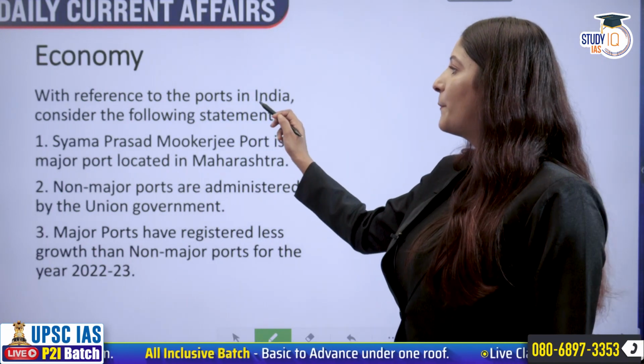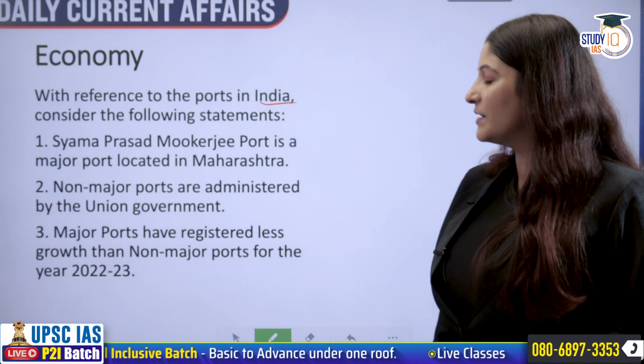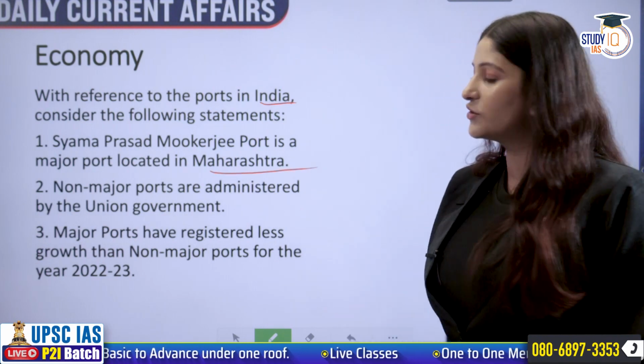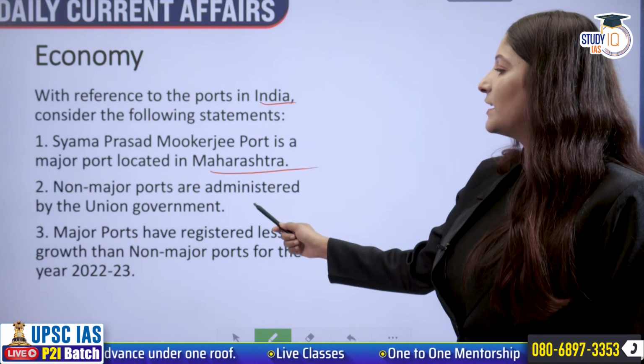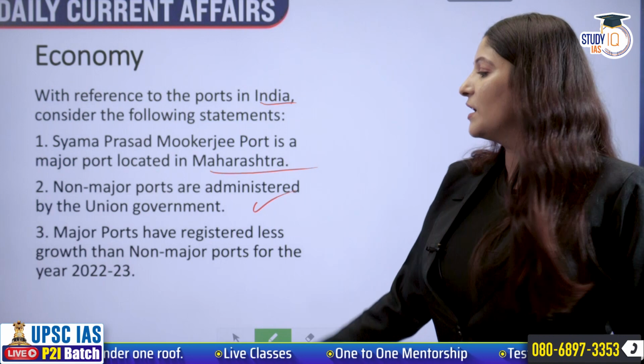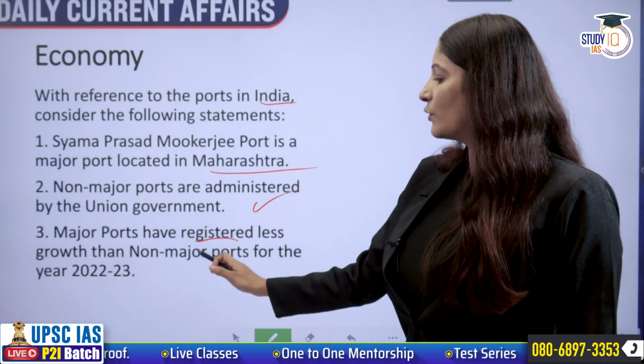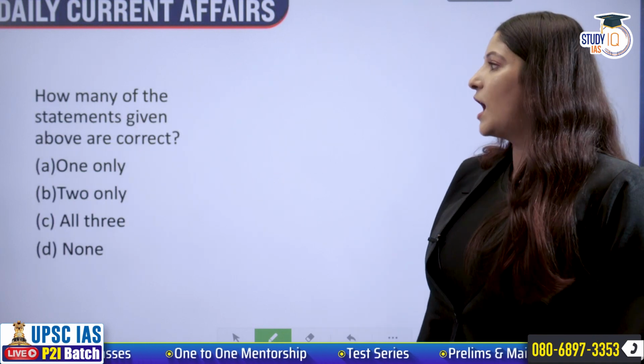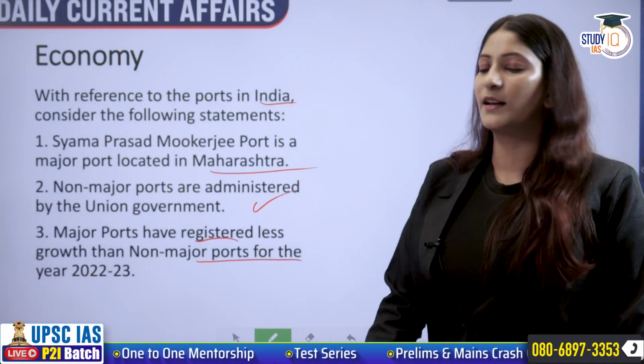With reference to the ports in India, consider the following statements. Shama Prasad Mukherjee Port is a major port located in Maharashtra. Non-major ports are administered by the union government. Major ports have registered less growth than non-major ports for the year 2022-23. How many of the statements given above is or are correct?